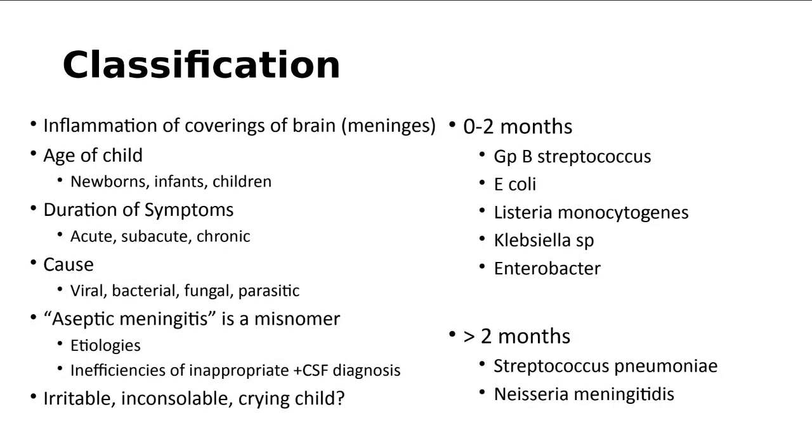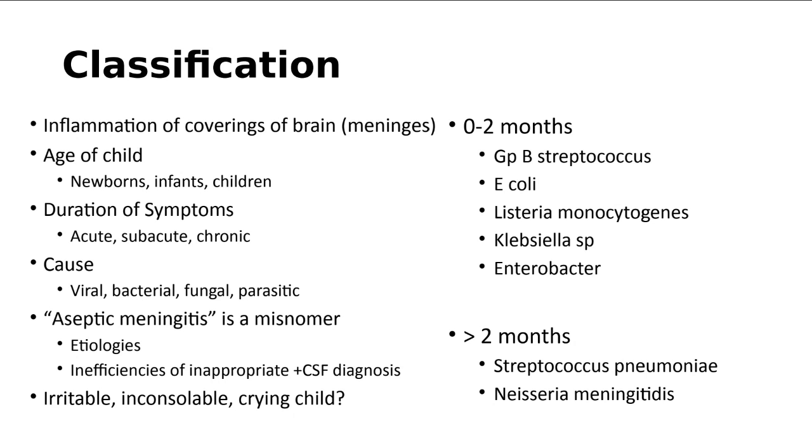Meningitis is classified as an inflammation of the covering of the brain. In this particular situation, it's inflamed because of infection. I say that meningitis is divided into at least 4 groups. Meningitis in newborns in 2 groups, early neonatal period and late neonatal period. Meningitis in infants and meningitis in children and adolescents.